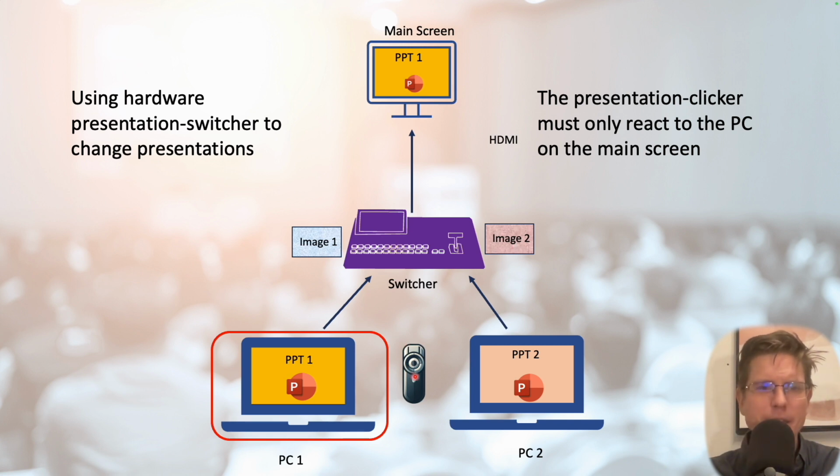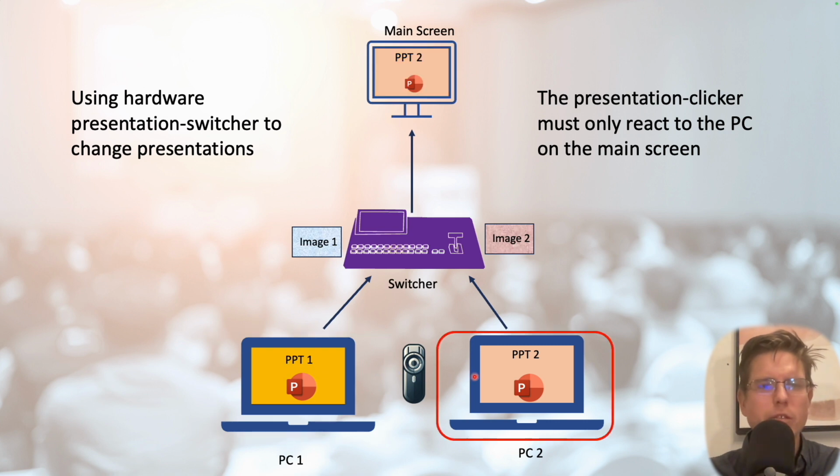In this setup, it's important that the clicker reacts only to the computer that is displayed on the screen. So we need a clicker that can have dual outputs, and part of the job as an AV technician is then to configure this clicker so that it only reacts to clicks from this computer, and then when you change, you must also change the clicker so that it reacts to this computer.